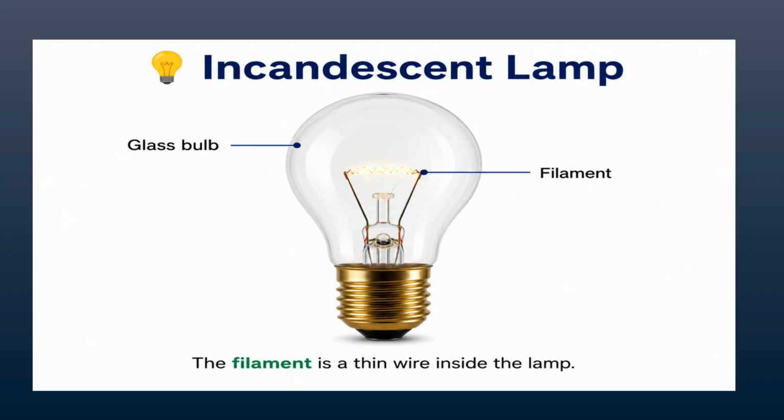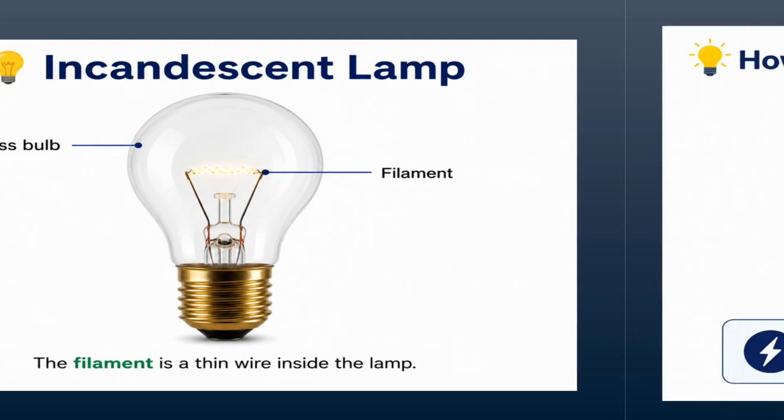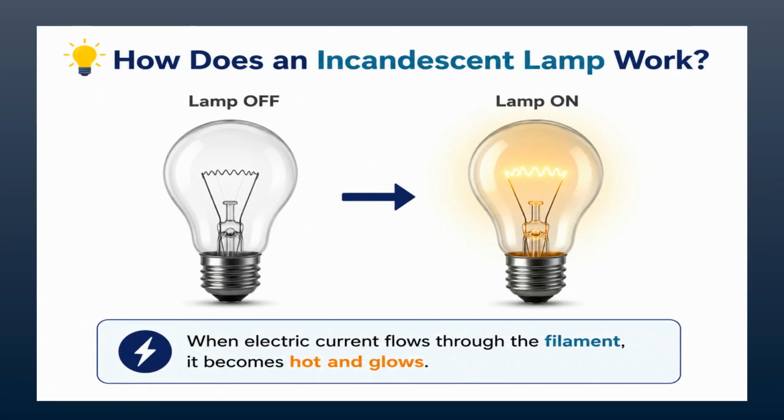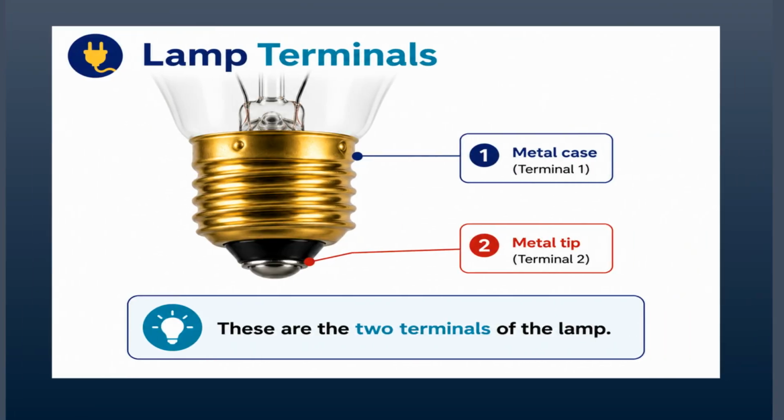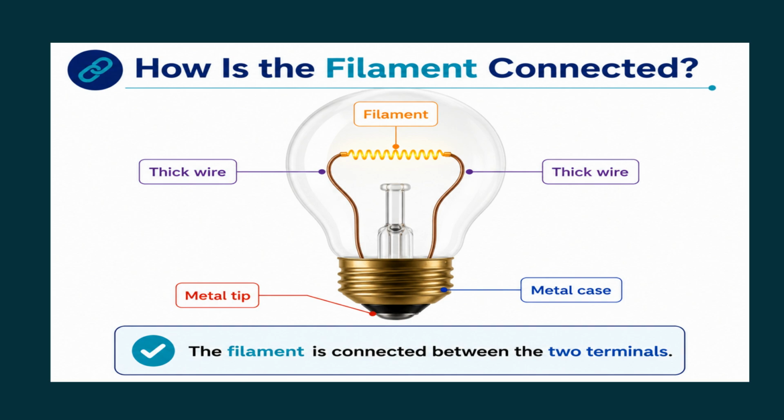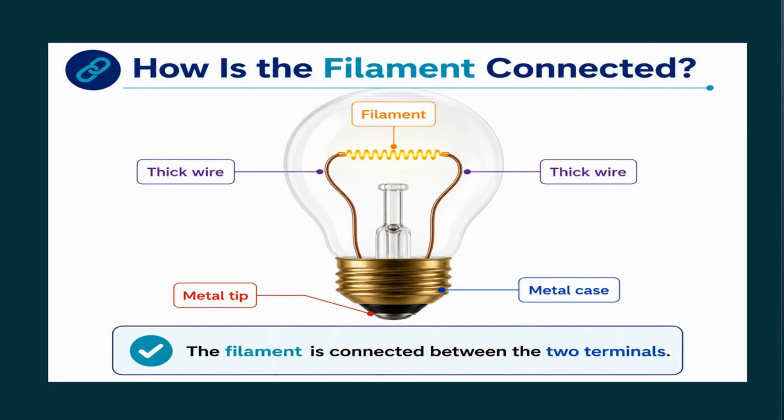It consists of a glass bulb and a thin wire inside called a filament, which is essential for producing light. How does this lamp work? When electric current flows through the filament, the wire becomes extremely hot, causing it to glow and emit light. The lamp itself has two distinct terminals, the metal case and the metal tip at the base. Both are necessary to complete the electrical connection. Inside the bulb, the filament is connected between these two terminals. This internal wiring ensures that electricity can pass through the filament when the lamp is powered.